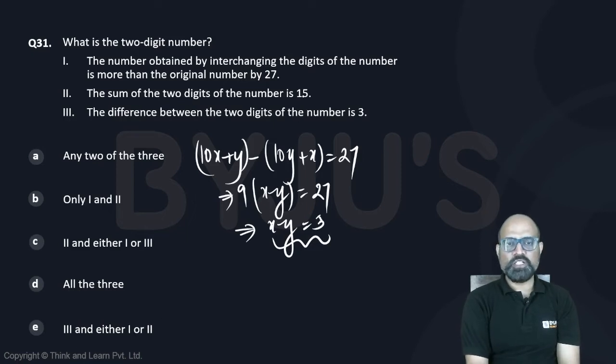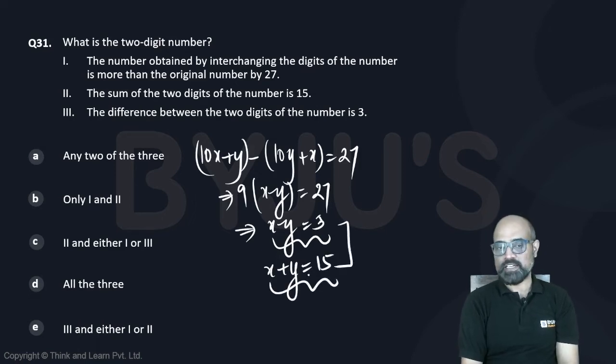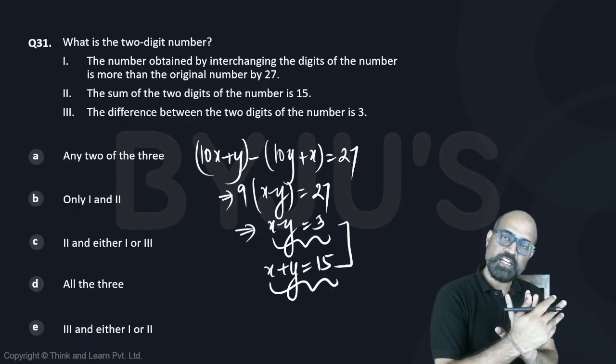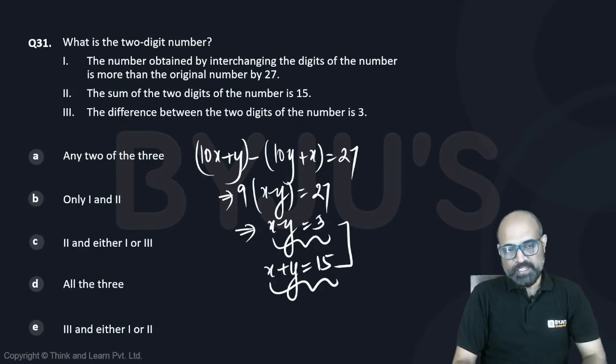The sum of the 2 digits of the number is 15. X plus y is equal to 15. Oh, if we use both of these, we will get the answer. X minus y is 3, x plus y is 15, so we will get it, right? Okay. So 1 and 2 together will give us the answer.